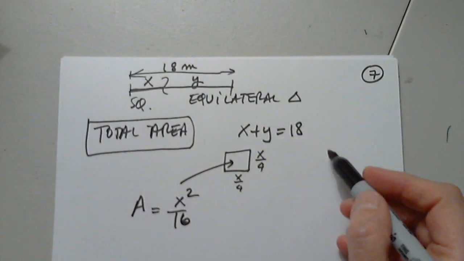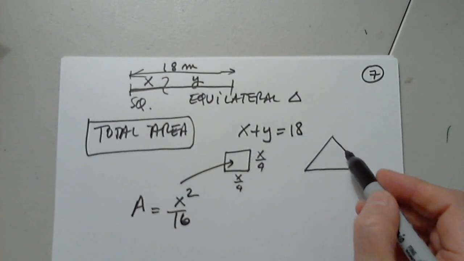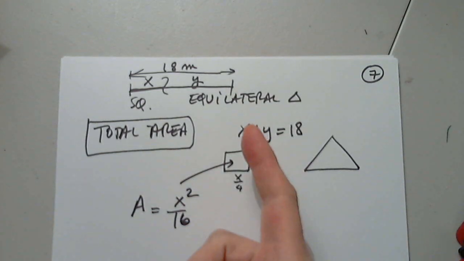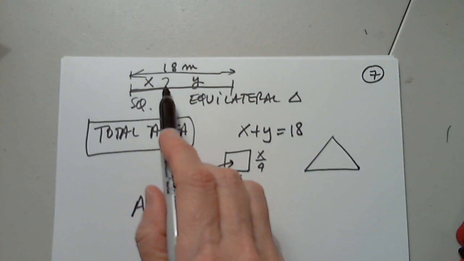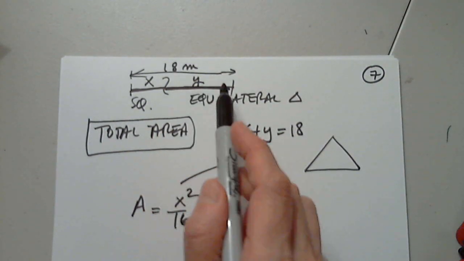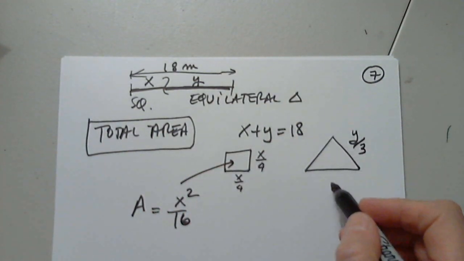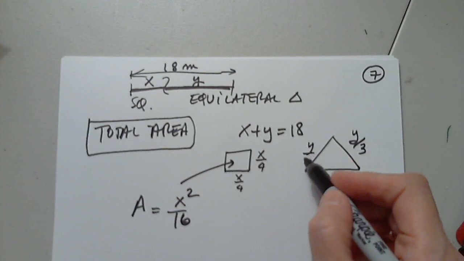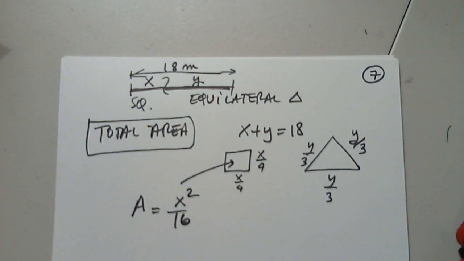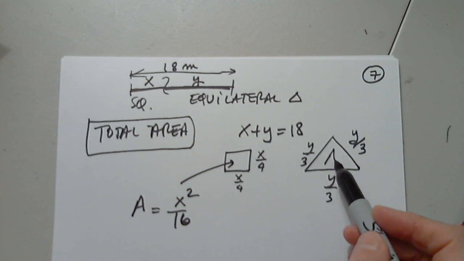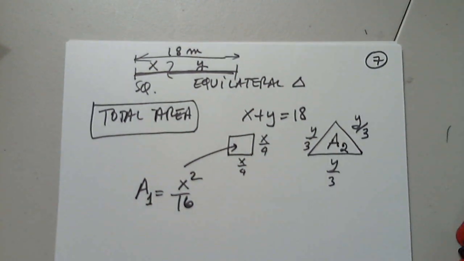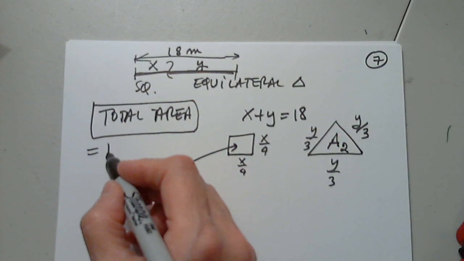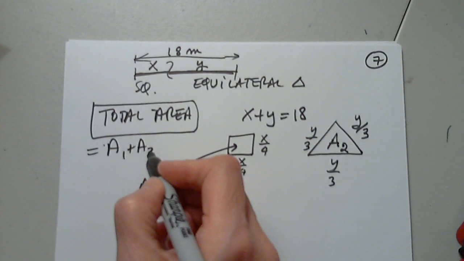Now, the other piece is an equilateral triangle, meaning all three sides are the same. Since this whole measure is y, I have y divided by 3, y divided by 3, and y divided by 3. Now, how do I determine this area? I'm going to call this A1 and this A2. Of course, the total area will be A1 plus A2.